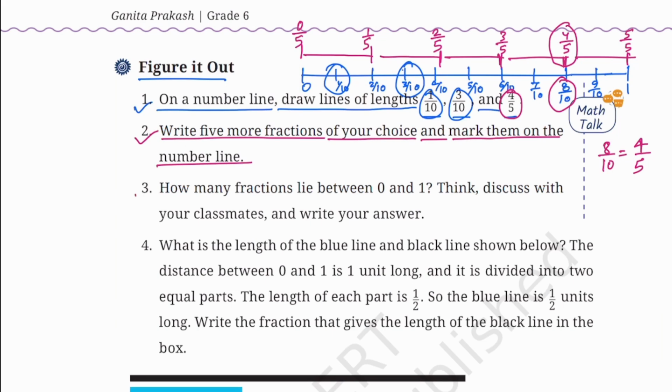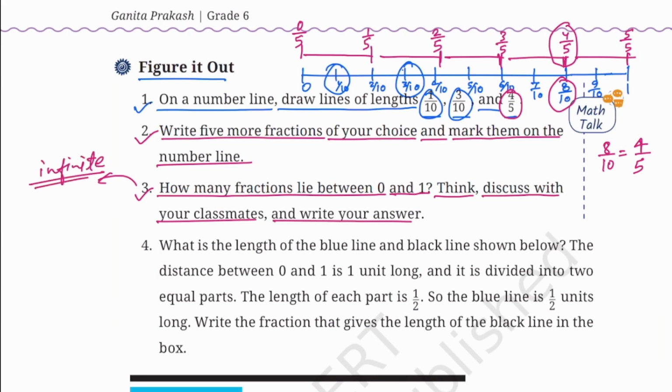Try doing that. 3. How many fractions lie between 0 and 1? Think, discuss with your classmates and write your answer. The answer is infinite. There are infinite fractions lying between 0 and 1. You can write, for example, 1 upon 99 is there between 0 and 1. 1 upon any number you can write is also there between 0 and 1. So the answer is infinite.